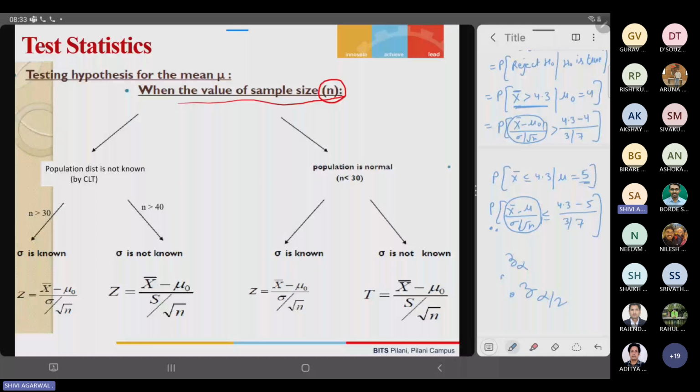Okay, so now population distribution is not known. If population distribution is normal, then n is less than 30. And if population is not known, we are just talking about n greater than 30. If n is greater than 30, we can apply the central limit theorem. Correct? And what is the central limit theorem? Anyone, please? Tell me, what is the central limit theorem? Any one of the students?